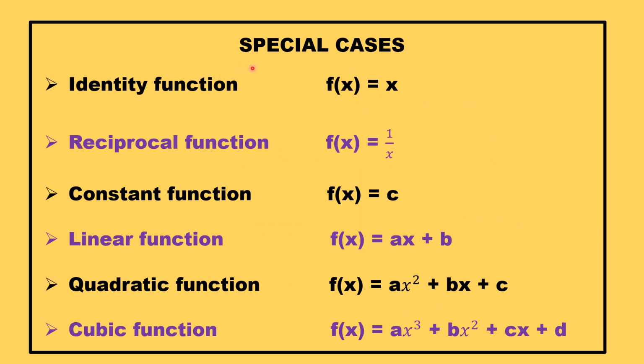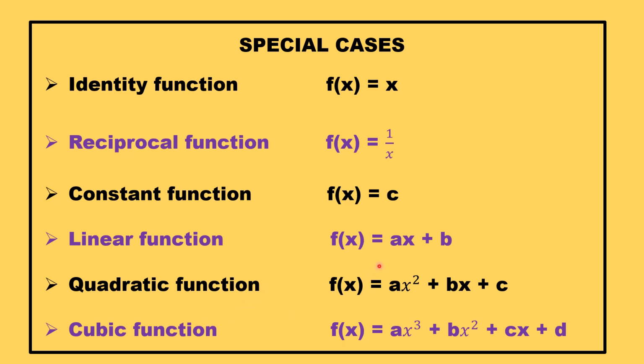Let's recall special cases. Identity function f of x is equal to x, reciprocal function f of x is equal to 1 by x, constant function f of x is equal to c, linear function f of x is equal to ax plus b, quadratic function f of x is equal to ax square plus bx plus c, cubic function f of x is equal to ax cube plus bx square plus cx plus d. In linear, quadratic and cubic functions, the value of a should not be 0.